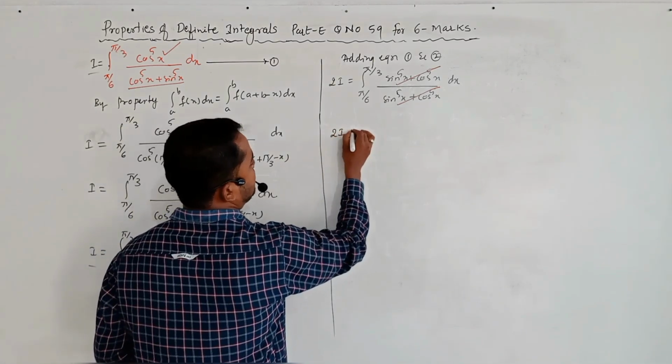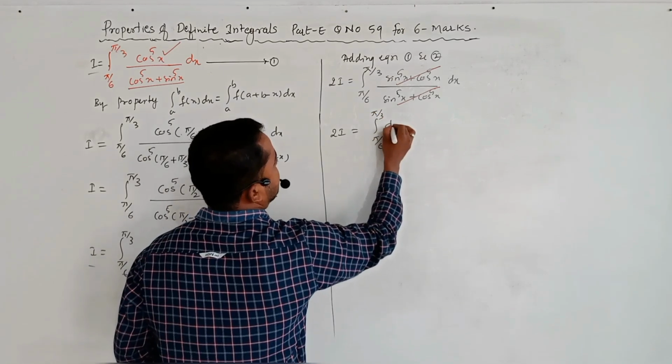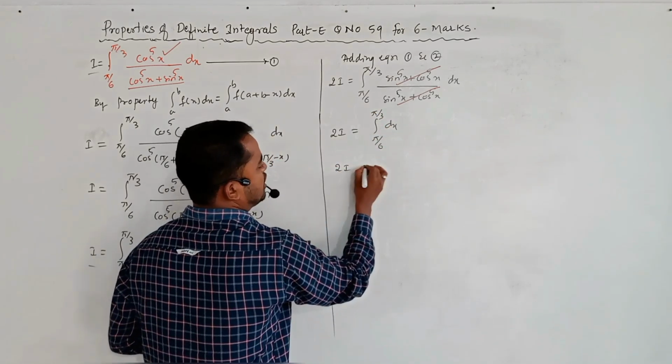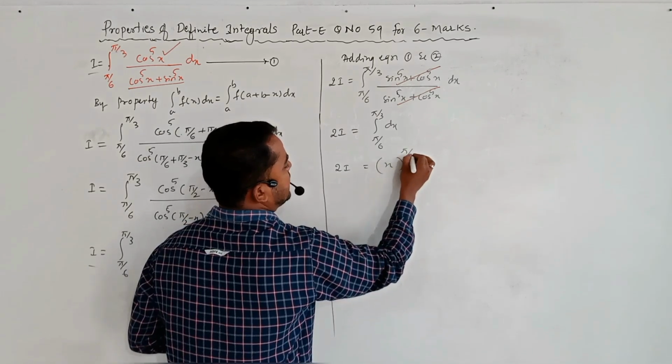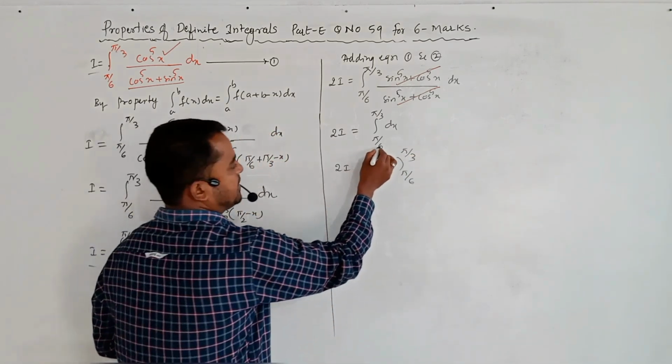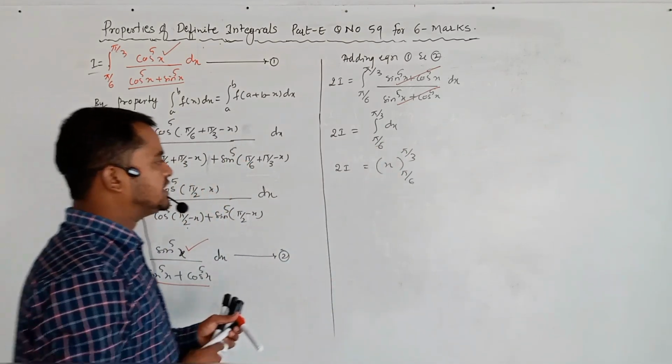to the integration of 5π/6 to 5π/3 of dx. Then 2I is equal to x between the limits 5π/6 to 5π/3.